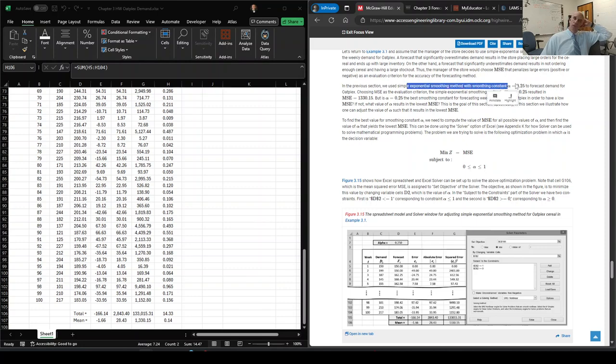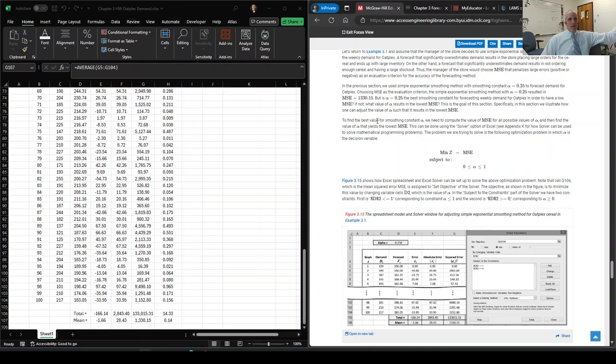In the previous section, we used an alpha of 0.25 to forecast demand. Choosing MSE as the evaluation criterion, the simple exponential smoothing method with an alpha of 0.25 resulted in an MSE of 1330. But is alpha 0.25 the best smoothing constant for forecasting weekly demand? If not, what should we use? This section teaches how to optimize the value of alpha that results in the lowest MSE.